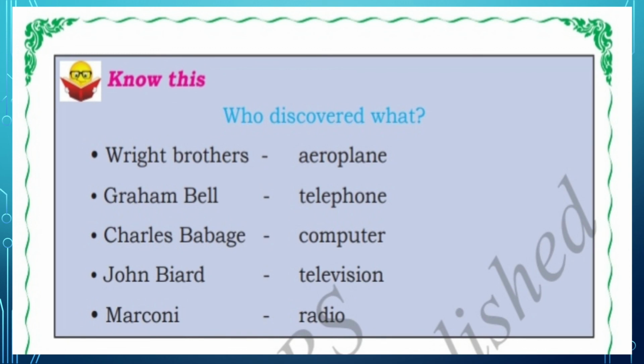Charles Babbage, computer. We said that every information we can get on the computer. That computer was discovered by Charles Babbage. John Logie Baird, television. He discovered the television. Marconi, radio. Radio was discovered by Marconi.